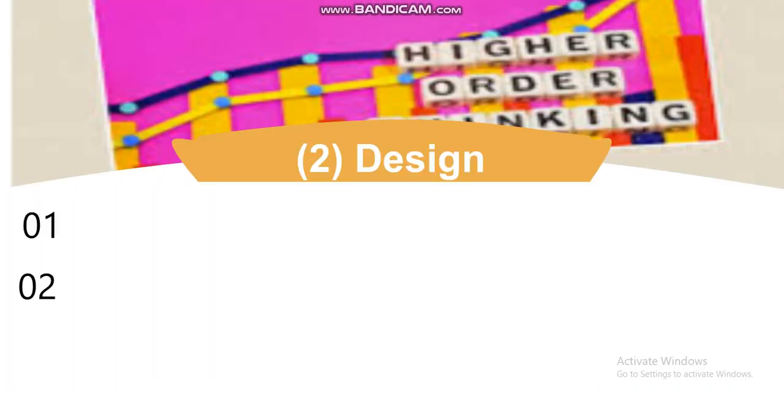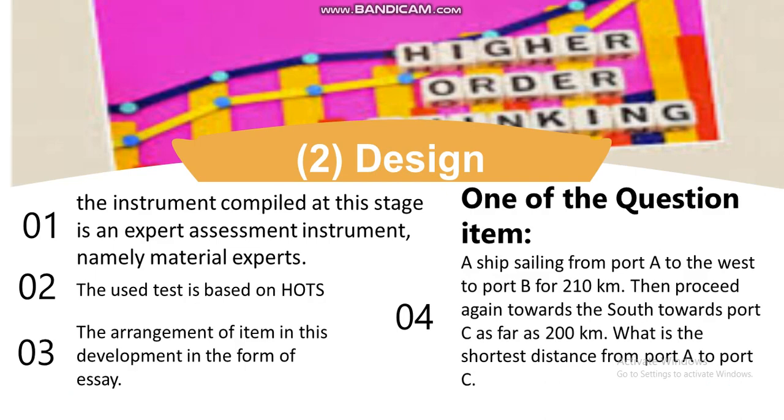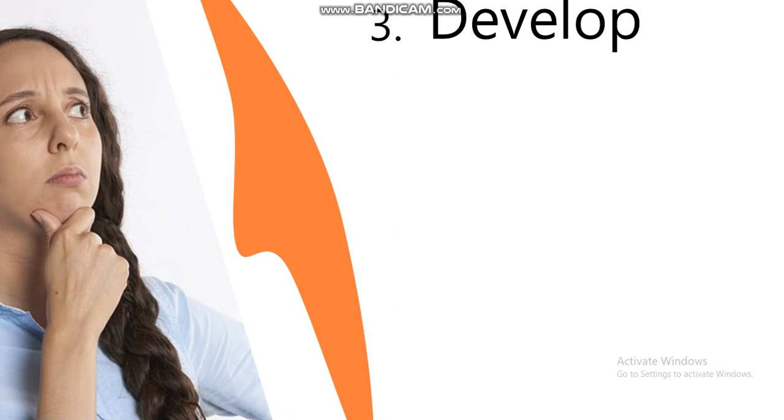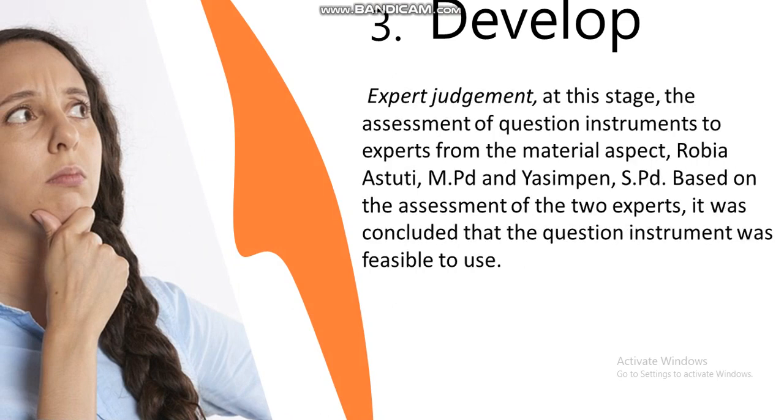And in the design stage, the fourth thing, the instrument compiled at this stage is an expert assessment instrument, namely for the material expert. The test used is based on HOTS. The arrangement of items in this development is in the form of essays. And here is an example of the questions. And then the third is the development stage, where we can see the expert judgment.